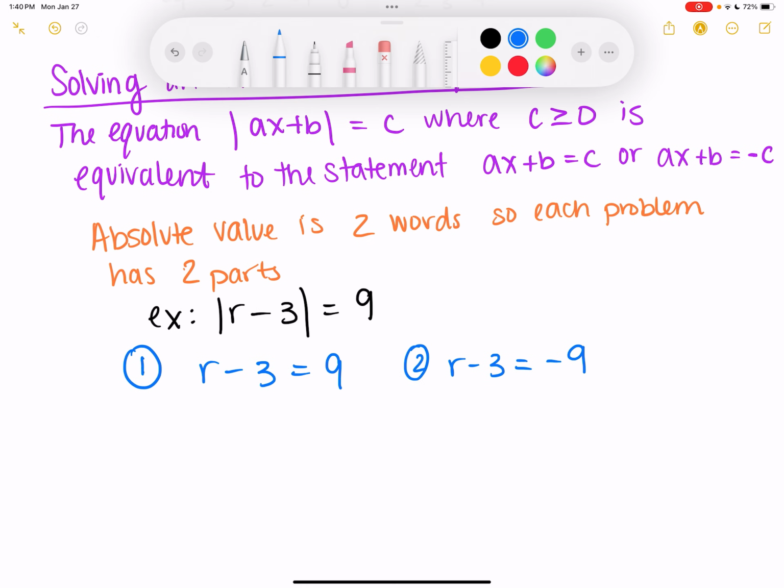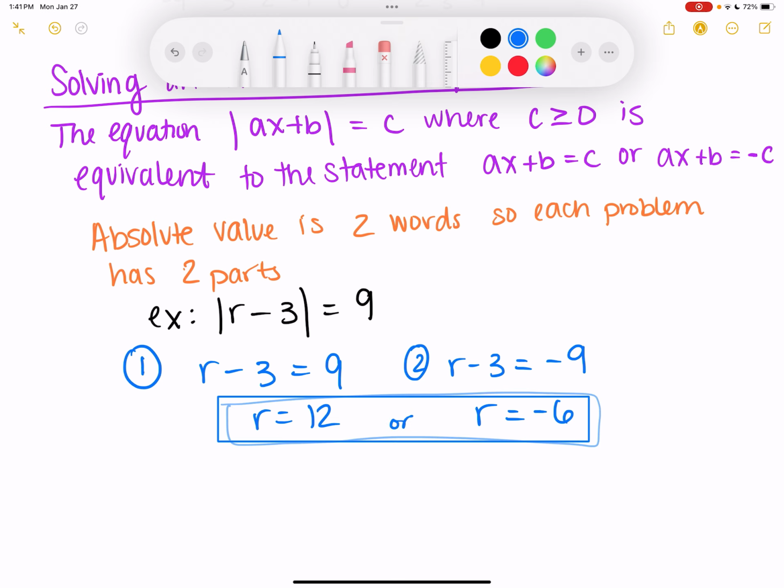Then we solve these two things individually. Over here I add 3 to both sides, and I get r equals 12. Over here I add 3, r equals negative 6. So r equals 12 or r equals negative 6 would be solutions to this problem. We could plug both of these numbers back in, and we will get out a positive 9, whichever one we plug in. So you can check it that way to make sure that you did it right. I won't check a lot of the ones we do. I'll probably check 1 or 2 here and there, just for time.